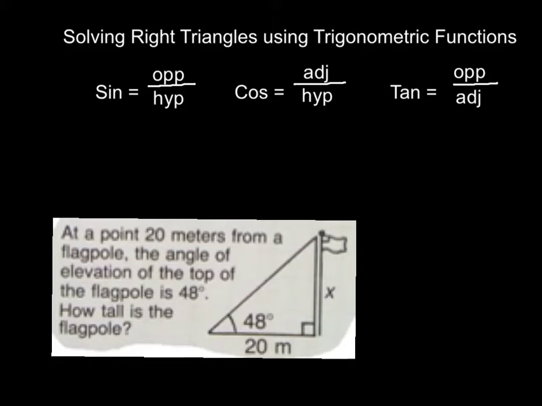So the first thing you need to know is how to use our trig functions. I've gone over this before, but here are our trig functions: sine, cosine, and tangent. And all they are ratios of sides of a right triangle. So basically, in every right triangle, you have a hypotenuse. So if I look at this triangle below here, I can write the hypotenuse.